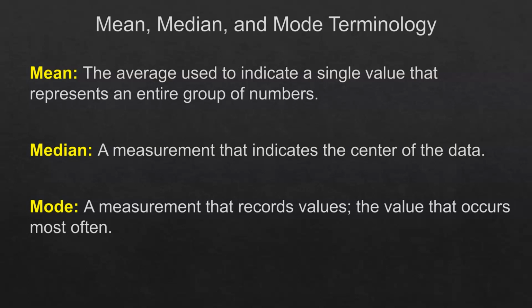The median is the center of your data, so we put them in order and then find the center number. And then mode is just the value that occurs most often. So the main thing here is not getting them mixed up, so that if you're asked to find the mean, that's the one you're finding, or the median or the mode. So you just have to be careful with that.